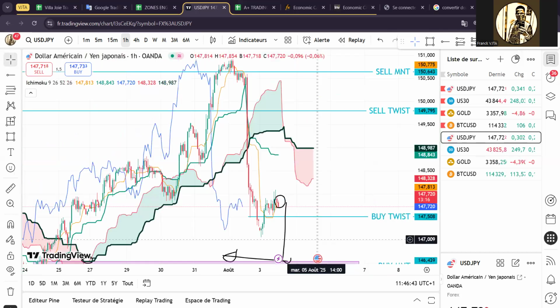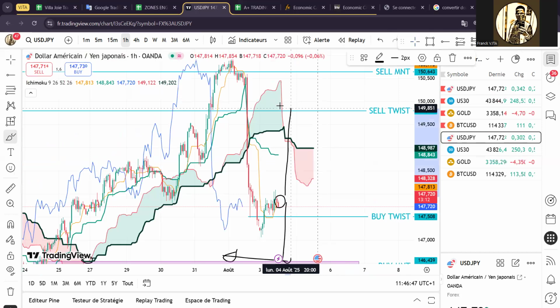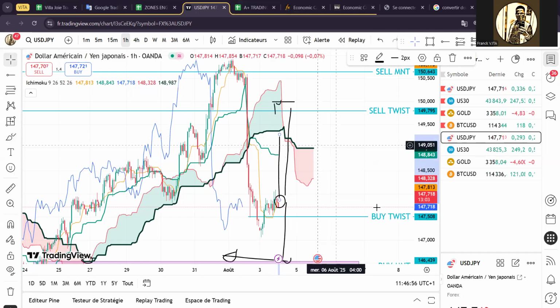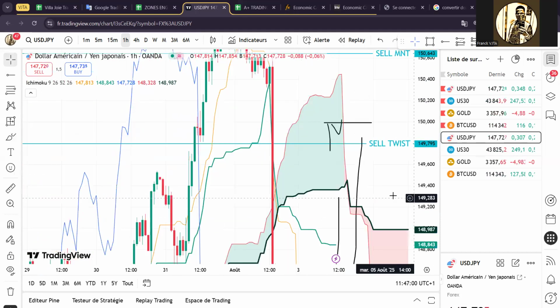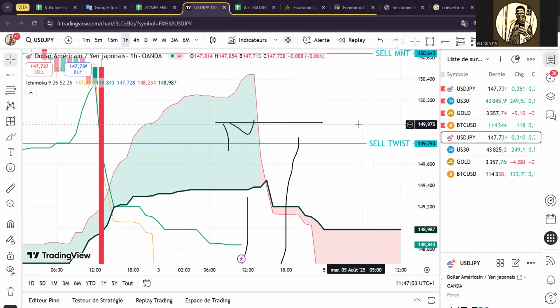I do the same thing for the upside. I look up, I look to the left. Basically, for this one, again, the twist is on the right side of the price, but it doesn't matter. So I'll just draw the twist from here because the price will keep evolving to the right side.